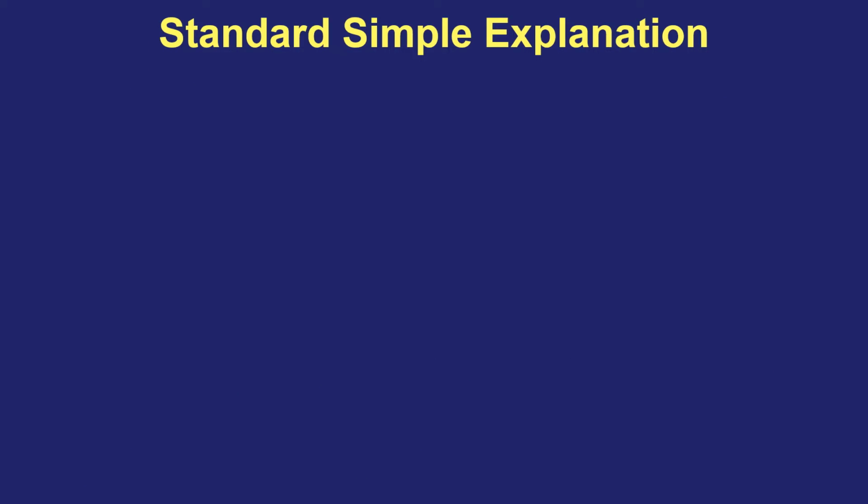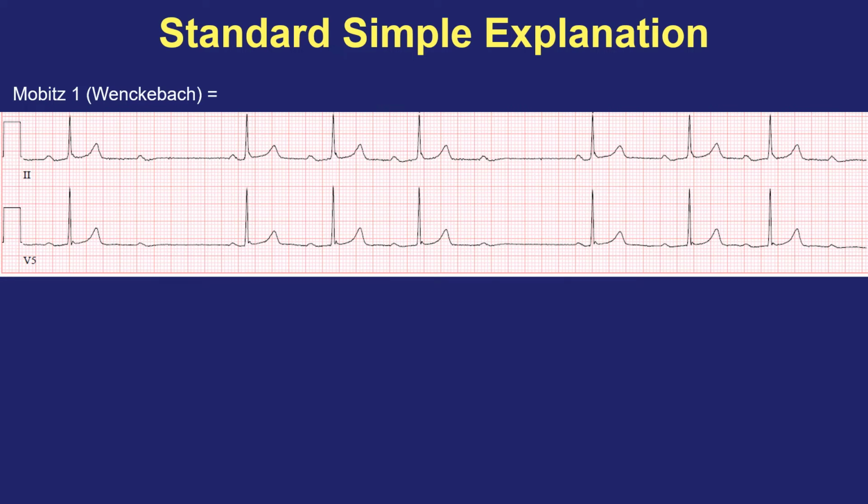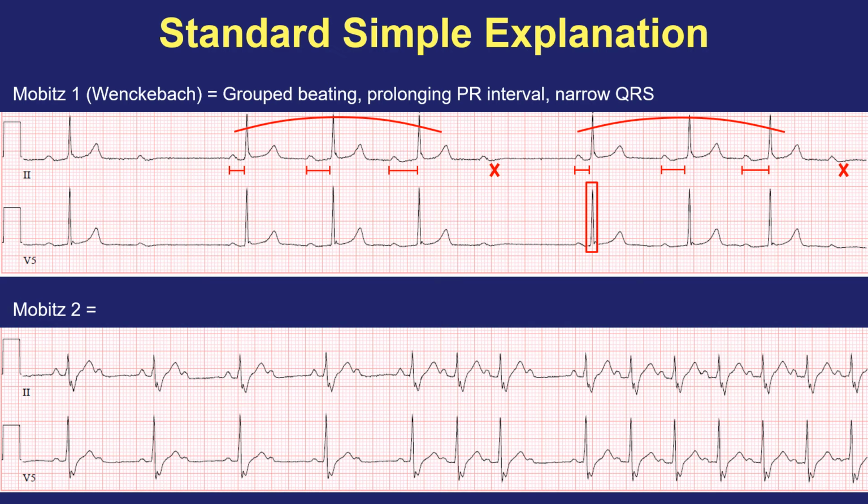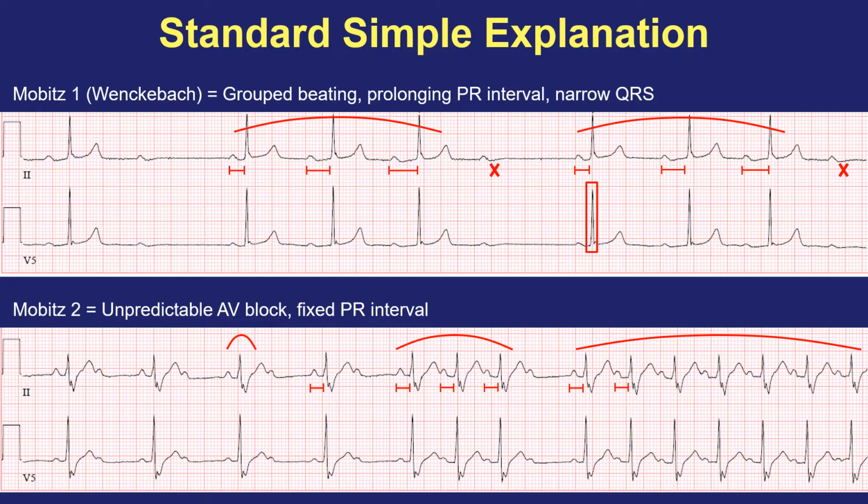Let's first review what people typically memorize when they learn about Mobitz 1 versus Mobitz 2 AV block. Mobitz 1 or Wenckebach block is typically associated with a grouped beating pattern, here 3 beats clustered together, a PR interval that prolongs up until the point where a P wave fails to conduct, and a narrow QRS morphology. That's altogether the typical findings of Mobitz 1 or Wenckebach second-degree block. On the other hand, Mobitz 2 block is typically characterized by unpredictable AV block, meaning a non-repeating pattern, a PR interval that is the same throughout, and a QRS that is wide.